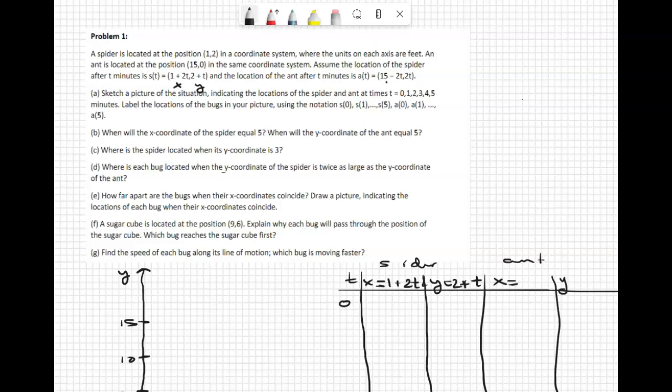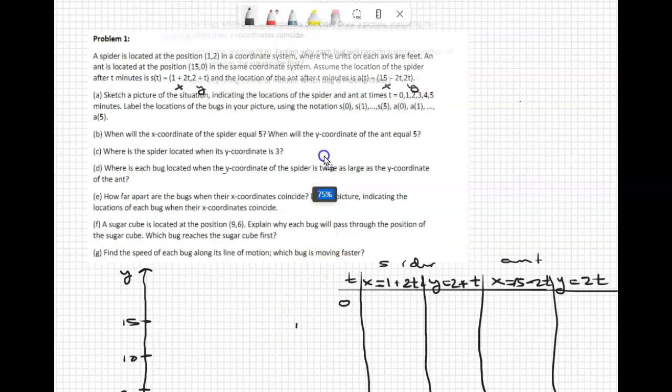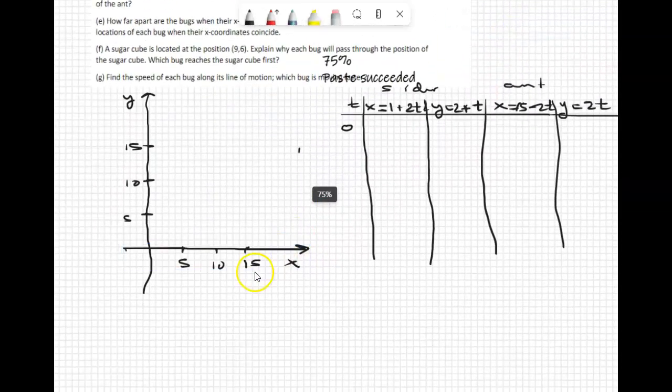The ant is given by this. So this is the x and this is the y. So for the ant, x is 15 minus 2t, and y equals 2t. Okay, cool. So now we want to know the location of both the spider and the ant for t from 0 through 5. So let's go back here. We have t equals 0, 1, 2, 3, 4, and 5. I'm going to do different colors.